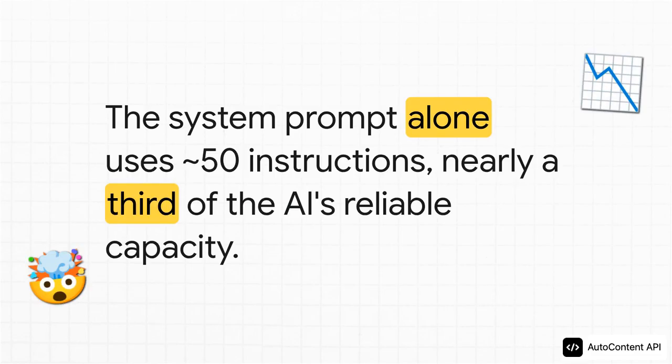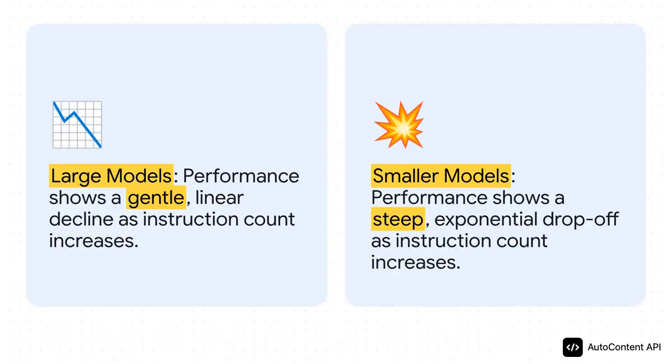A huge chunk of its attention is already gone before you've even asked it to do anything. And this slide just shows you how bad that overload is. For the giant, expensive models, yeah, performance dips a little as you add more rules. But for the smaller, faster models that most of us are actually using every day, the performance doesn't just dip, it falls off a cliff.